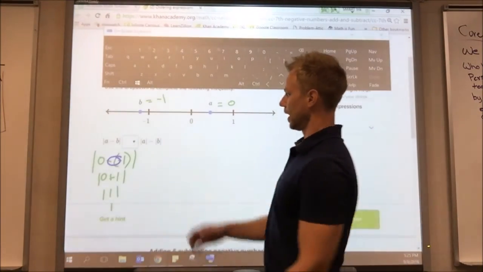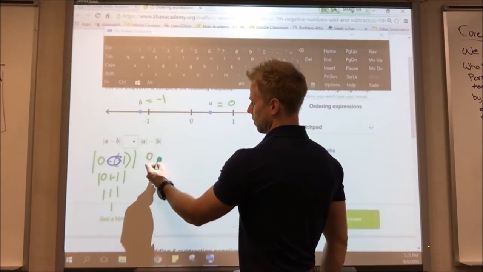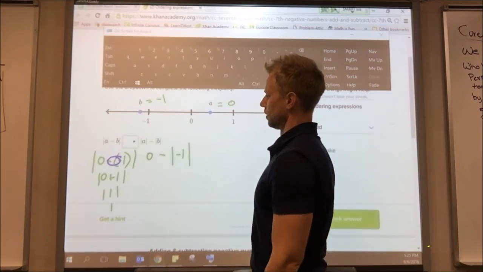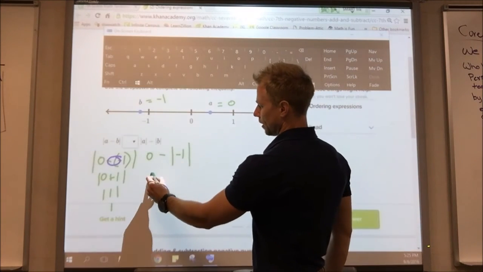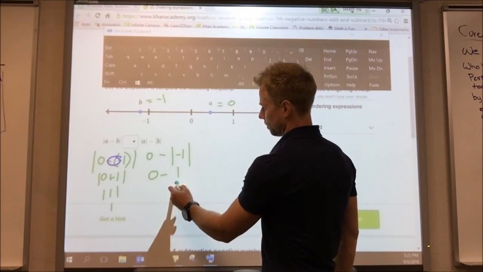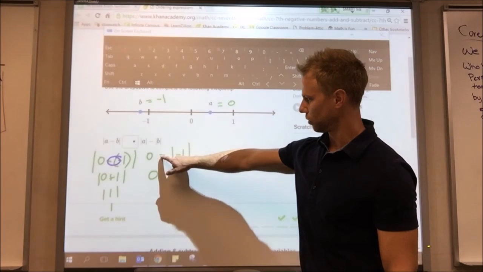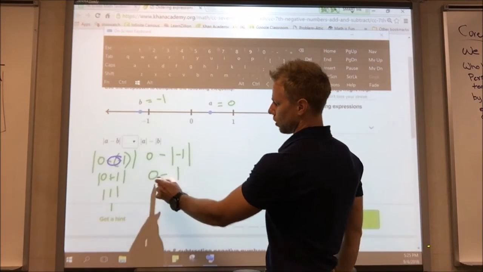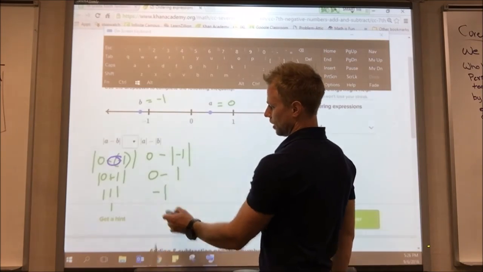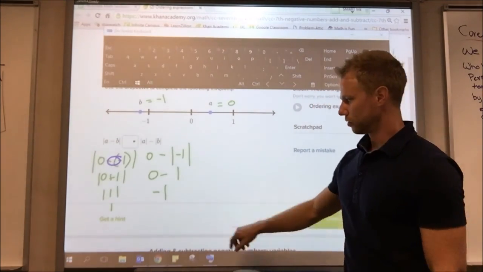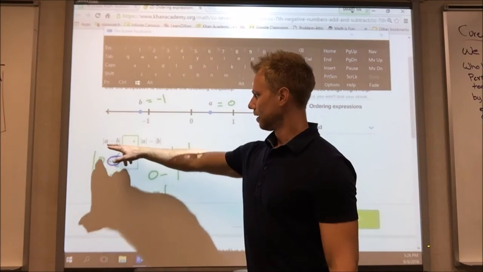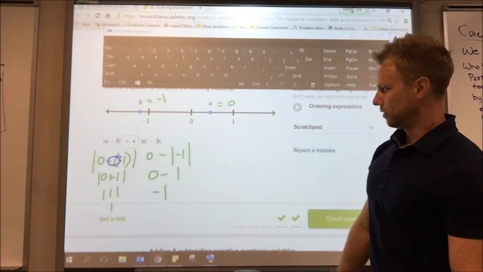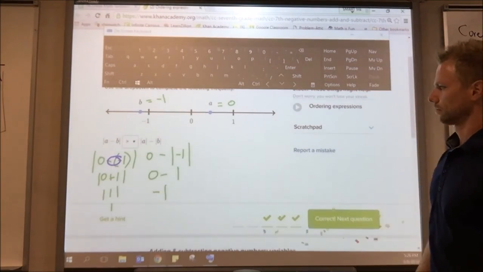On the other side, absolute value of 0 is 0 minus the absolute value of -1. So the absolute value of that -1 makes it a +1. But I still have this subtraction or this negative out front, so I still have to carry that down. So 0 minus 1 is going to give me a -1. So now it's obvious that the absolute value of A minus B is greater than the right side. Good.